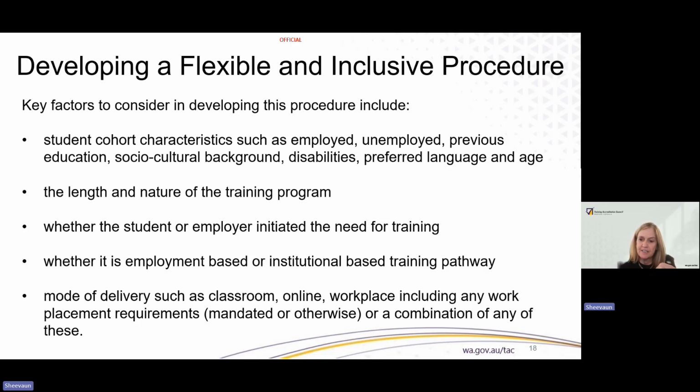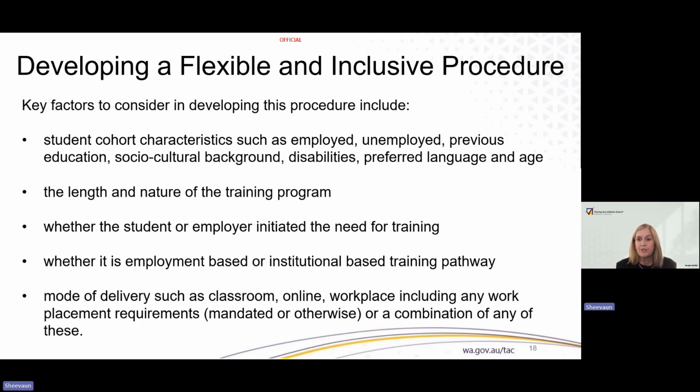Now, the thing about that is that if you offer both employment-based training at the moment and institutional-based training, the likelihood is your procedures are going to be slightly different. So in many ways, you're going to be creating a new procedure with new elements to it, but you will always have two different types of procedures for that. And then you've got to think of your mode of delivery, classroom, online, workplace, including any work placement requirements or a combination of any of those.